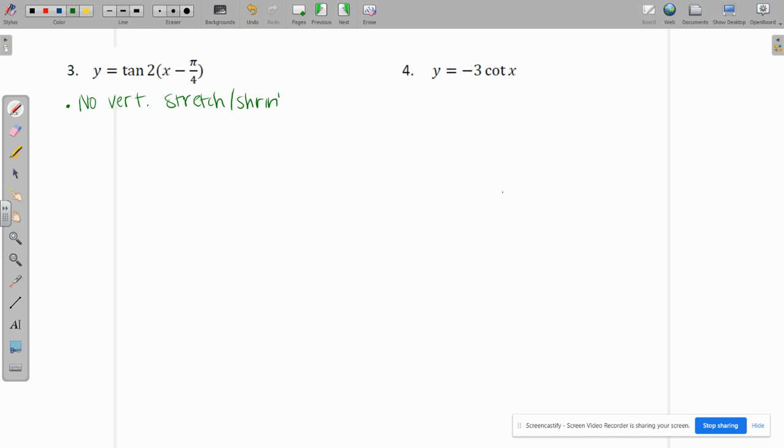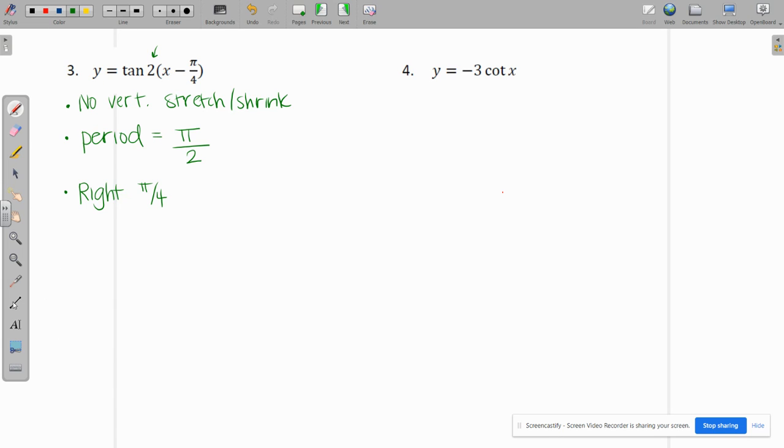We can see that there is a b value here of 2. So just like before with the period, we want to take whatever the parent function period is and divide it by b. So in this case, the parent function had a period of pi, and we're going to divide that by 2. So pi over 2 is going to be the period. And then in this function, we have a phase shift right pi over 4.